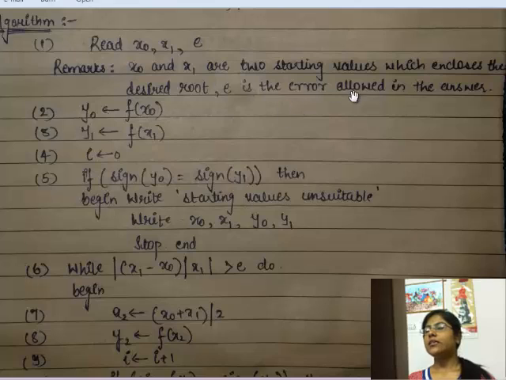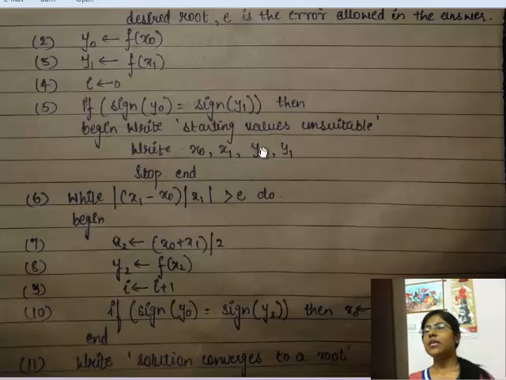So the algorithm is as follows: x0 and x1 are the starting two values which enclose the desired root, and E is the error allowed in the answer. y0 is substituted as f(x0), y1 is substituted as f(x1), and i is initialized to 0. If both the signs are the same, then we stop the algorithm there and write that these values are not suitable. But if not, then we continue with a while loop that checks whether x1 minus x0 is greater than the error or not. x2 is substituted as (x0 plus x1) by 2, which is our midpoint. y2 is given the value of f(x2) and i is increased by 1.